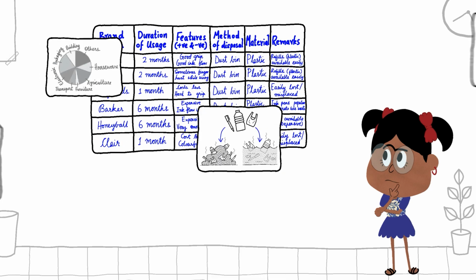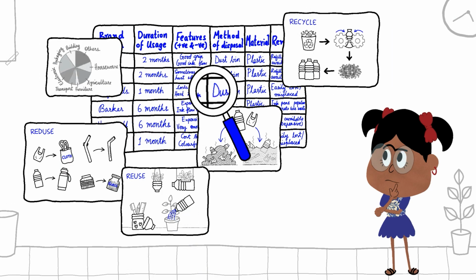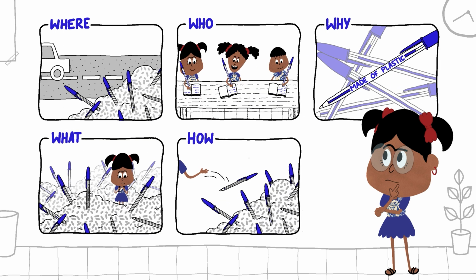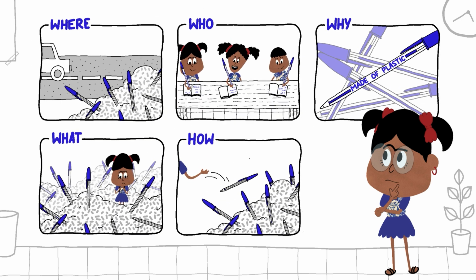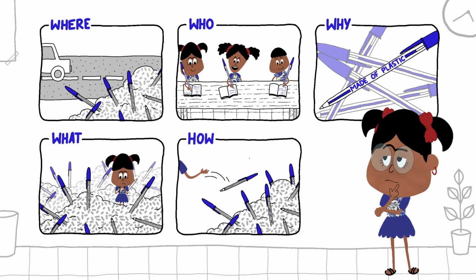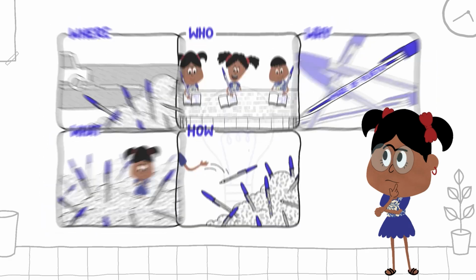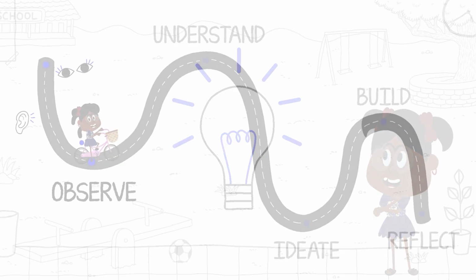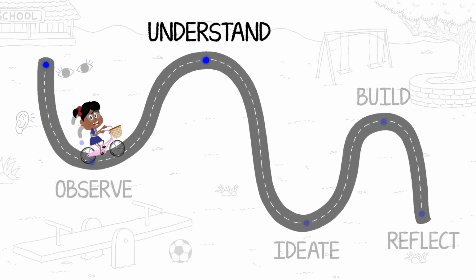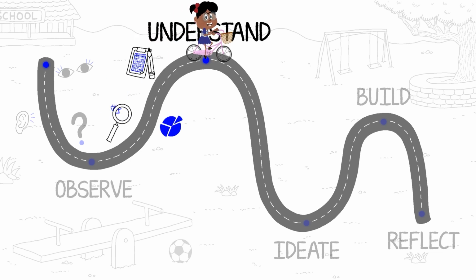Aisha organized the collected information to understand the problem clearly. To find the best solution, she listed the where, who, why, what, and how of the issue in order to gain more insight and arrive at the right solution. And that was phase 2. Here, you try to understand, define, and analyze the problem using information collected in phase 1.